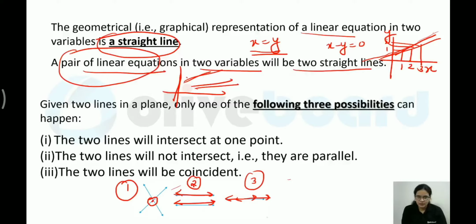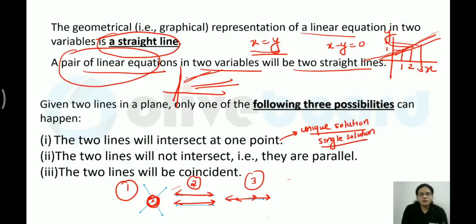Either they will meet at 1 point, or at 0 points, where parallel means there will not be a solution, and here many points over here. Okay, now whenever you are solving the equation, these 3 conditions have certain names. Whenever it is intersecting at 1 point, I will call it has a unique solution. What will you call it? It has a unique solution or single solution over here.